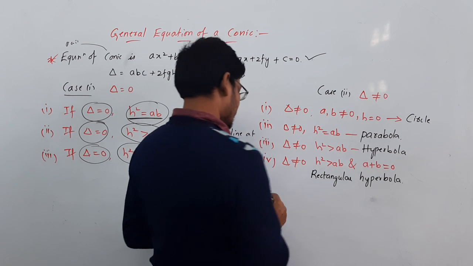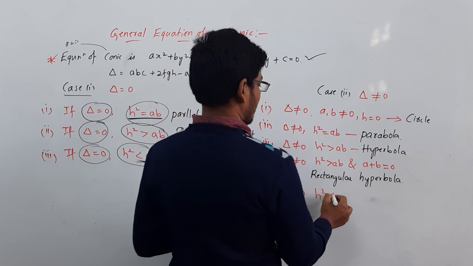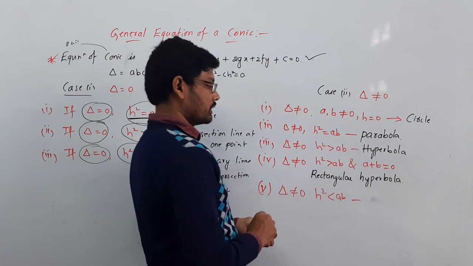And the final condition for this one is delta is not equal to 0 and the h square value is less than ab, then the figure is said to be an ellipse.